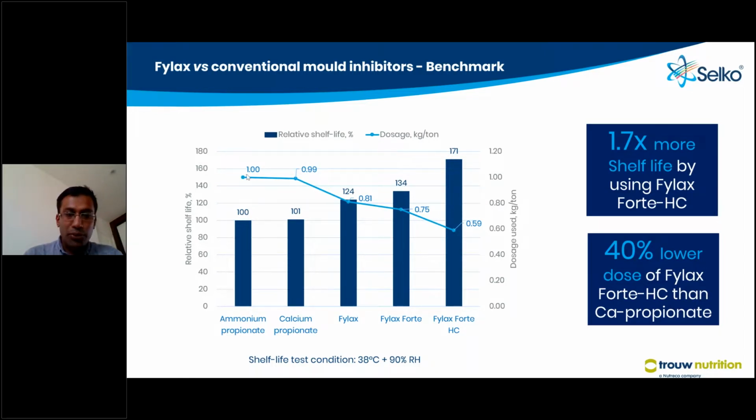And this is the amount of products we included in those tests. So when you see the results, the Phylax Fort XA application is providing 1.7 times more shelf life compared to, for example, calcium propionate or ammonium propionate or other dry products. And also you need actually 40% less than what you're typically used to. So it gives a value for it.